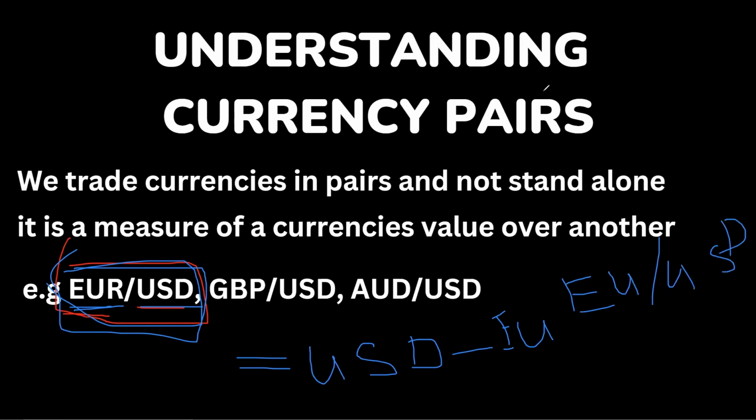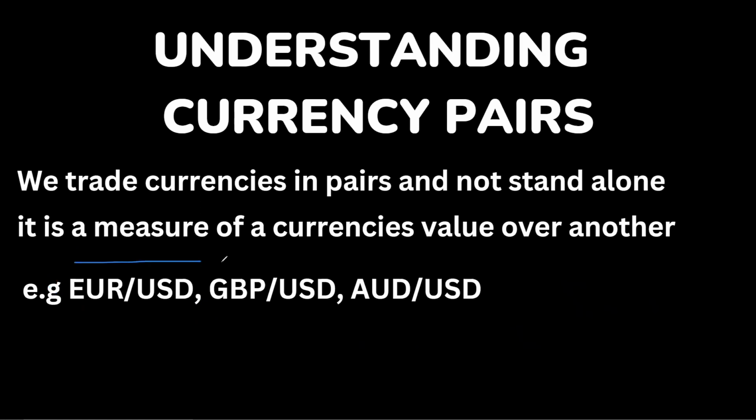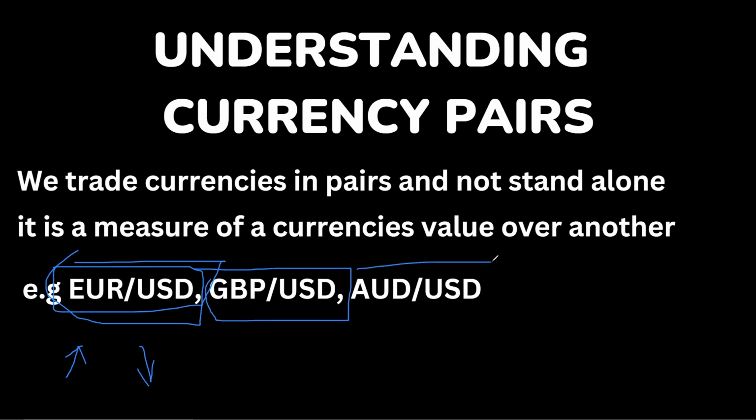So when you're buying this pair, it means you're predicting euro to go up and you're predicting USD to go down. Because if euro is going up, USD is going down, and if USD is going down, euro is going up, according to this currency pair. The same thing works for GBP/USD, AUD/USD, and any other currency pair you find yourself in.